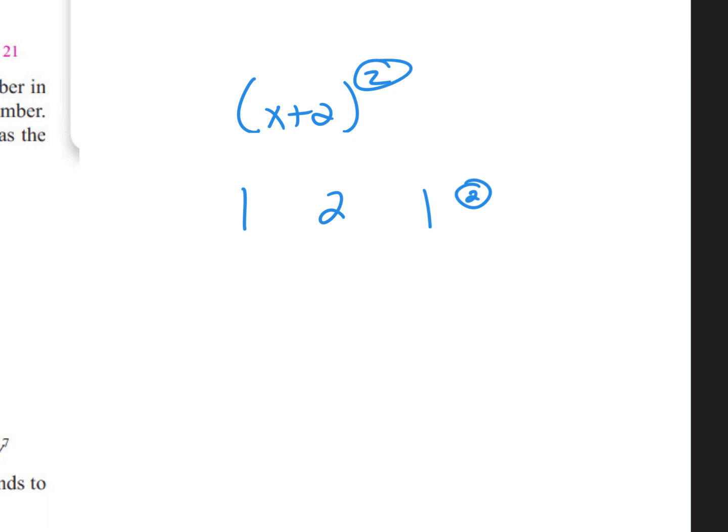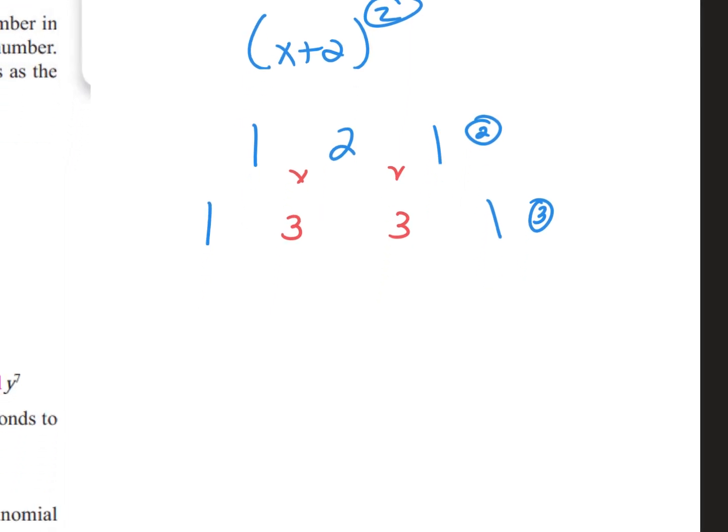Well, when it's to the third power, remember, on Pascal's triangle, everything on the outside is a 1. So this is my third row. Then you add. What's 1 plus 2? Well, that's 3. What's 2 plus 1? That's 3. So those are the numbers that are going to go on the top when you're using Pascal's triangle to expand when you have something raised to the third power.